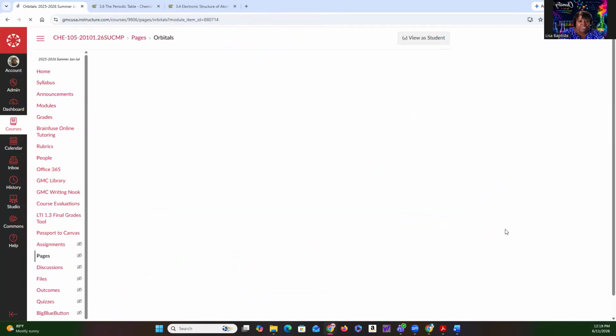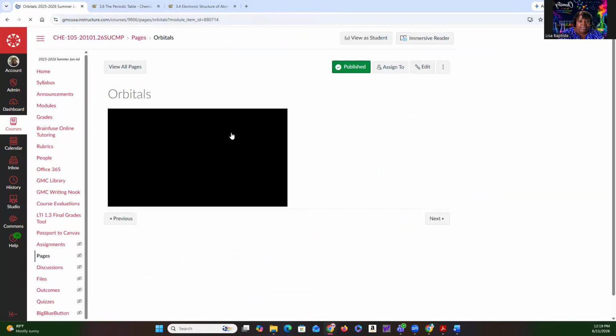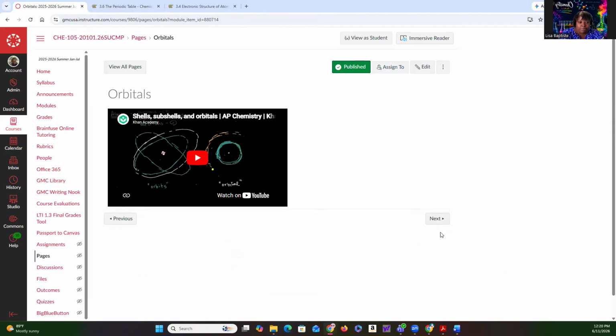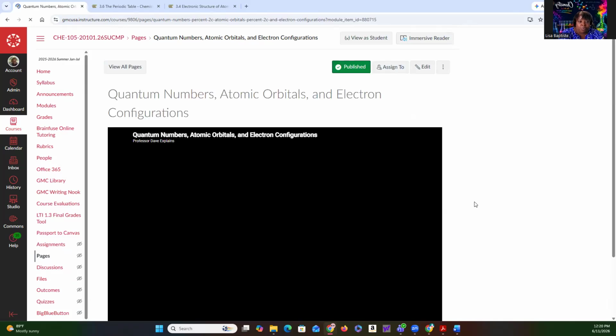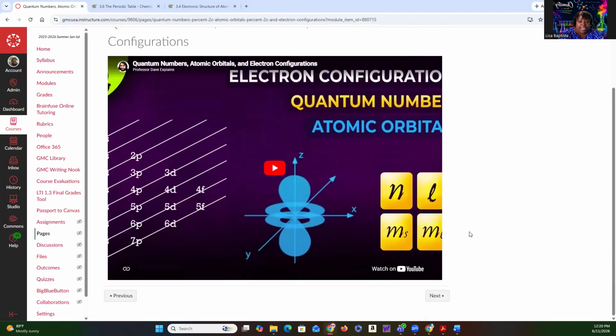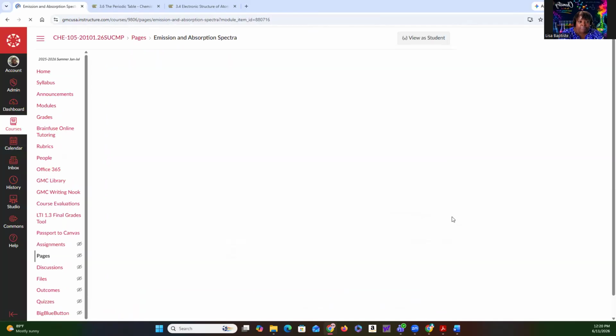So there's an introduction to atoms. There is one on orbitals, okay, what we just looked at in the reading for the chapters. Then there's one on quantum numbers, atomic orbitals, and the electron configuration. So that's going to help you understand that material a little bit better.